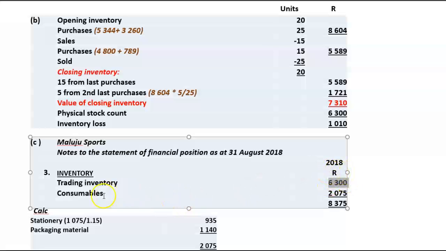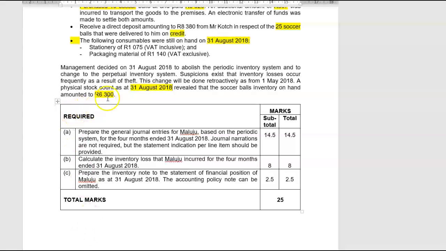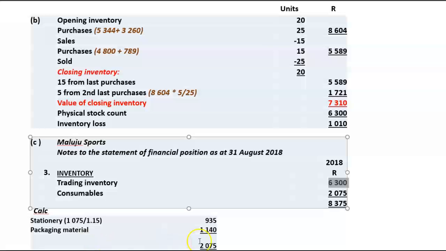And then we have to add our consumable stock to that. And if you can remember correctly, our stationery was 1075 VAT inclusive, so we have to take out the VAT, and the packaging, which was 1140. So the VAT exclusive stationery 935, packaging 1140. So total consumables, the total of 2075.